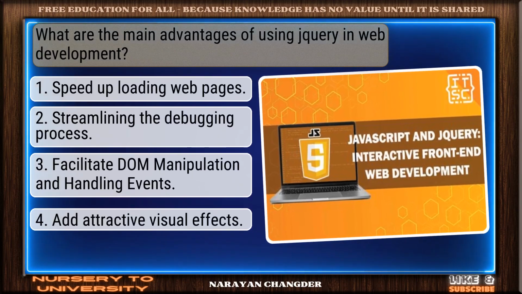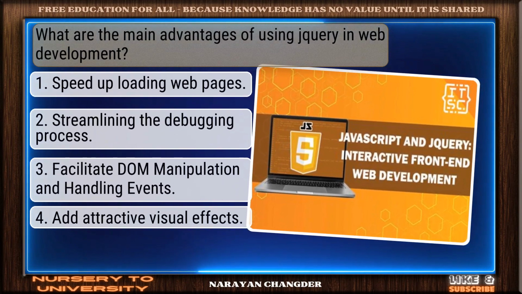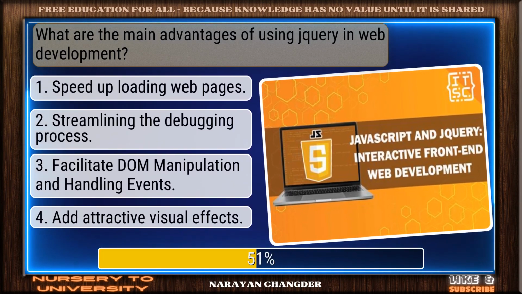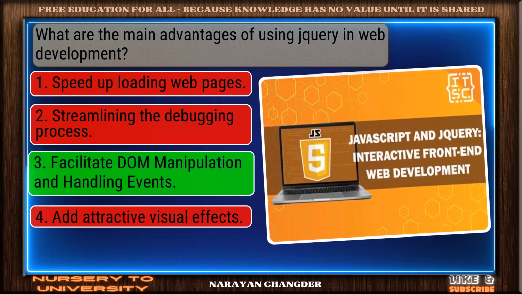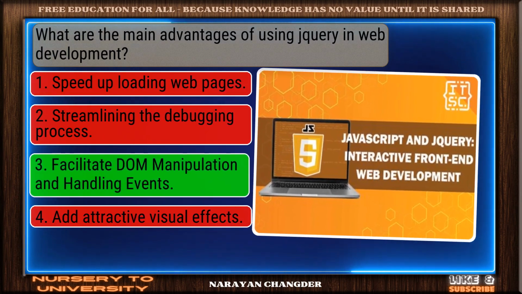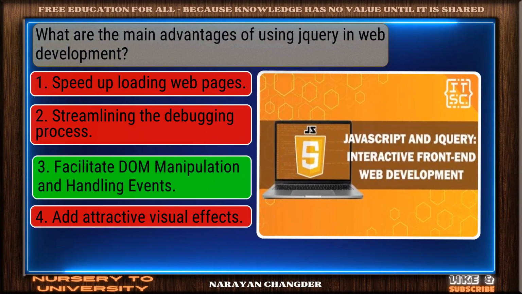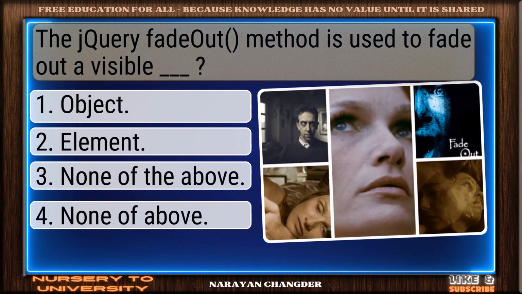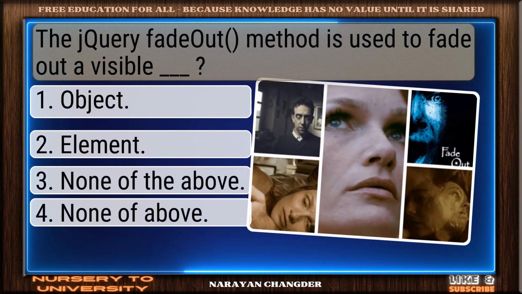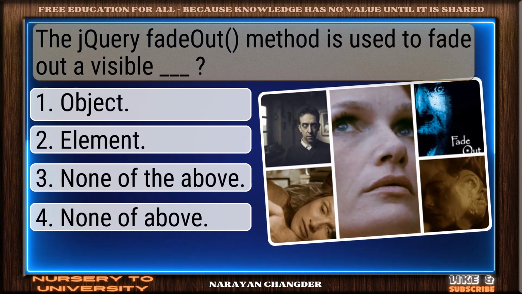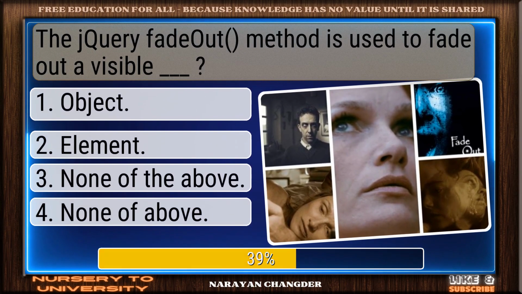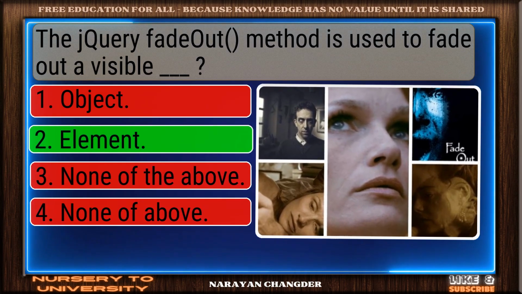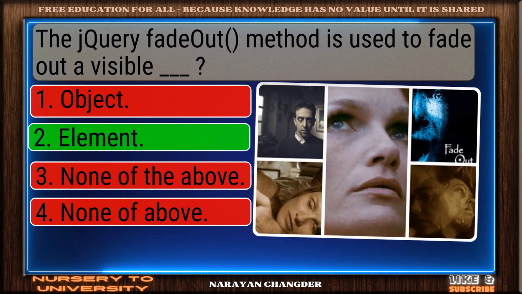Question number 1. What are the main advantages of using jQuery in web development? Excellent. Facilitate DOM manipulation and handling events is a brilliant choice. Question number 2. The jQuery fadeOut method is used to fade out a visible dash. You're right. Element is the correct answer.